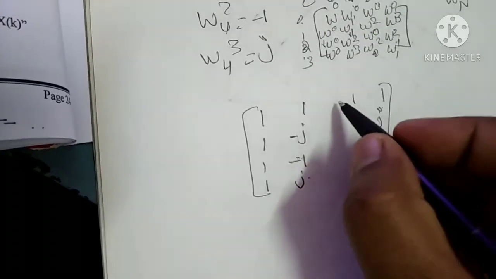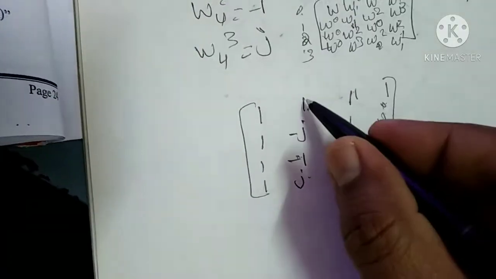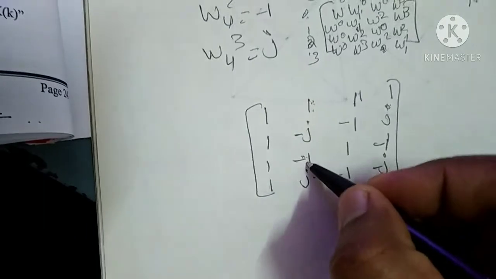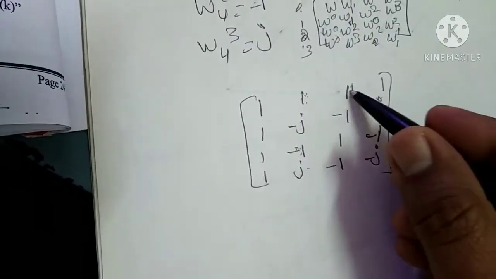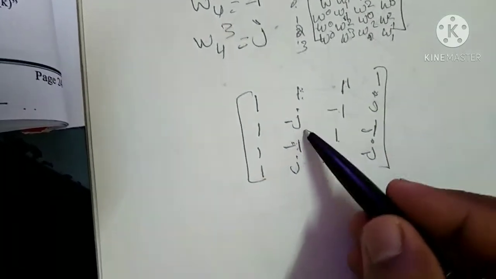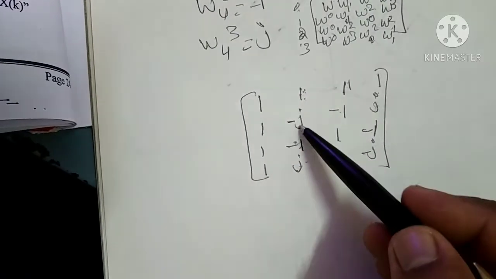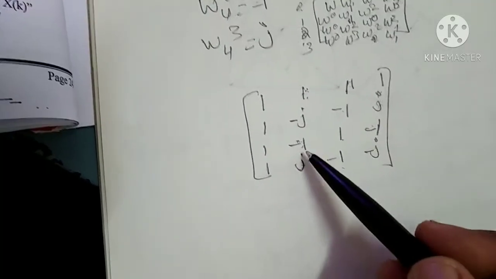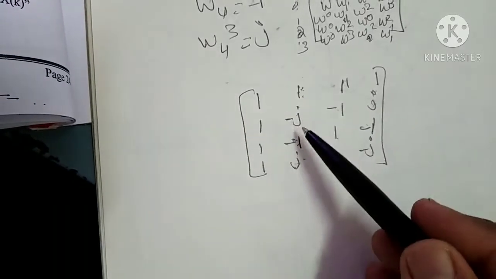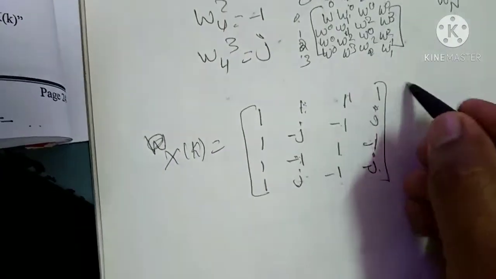So I will tell you how we are getting these values. First row is 1 1 1 1. Then 1 minus j, minus 1, j. Then 1 minus 1 1 minus 1. Then 1, j, minus 1, minus j. Okay, this is our matrix, and X of k equals this matrix multiplied by x of n.